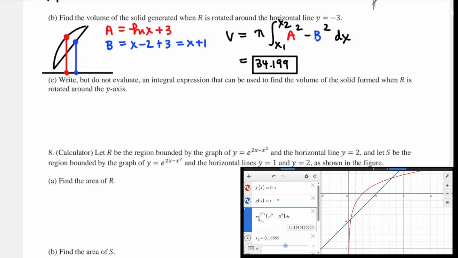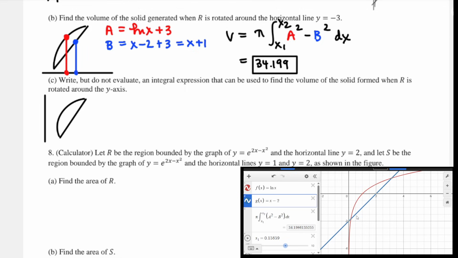And then we're going to write, but not evaluate, an integral expression that could be used to find the volume of the solid formed when R is rotated around the y-axis. So I'm going to draw another one of these. Okay, I think I can forgive that log curve being a little weird looking. But if we're going to go around the y-axis, which they're not actually touching, there's a little bit of distance between here and the y-axis, and even as we go up this way, there's a lot of distance between the y-axis and the red curve.